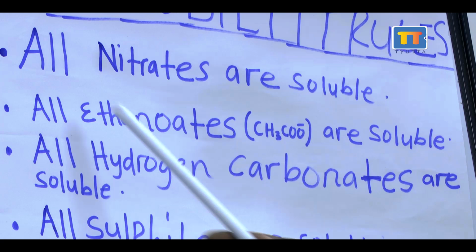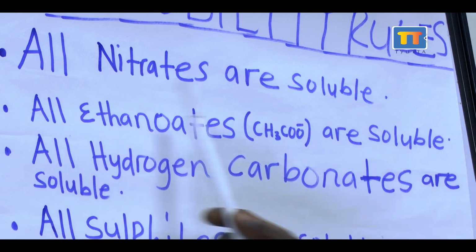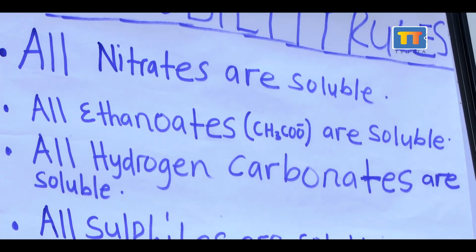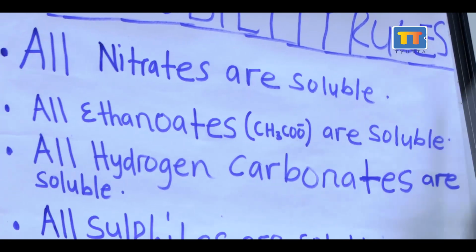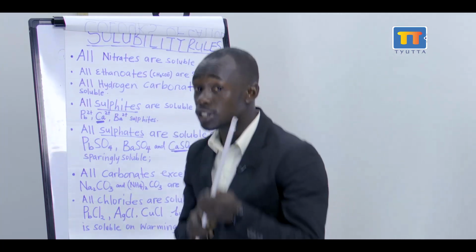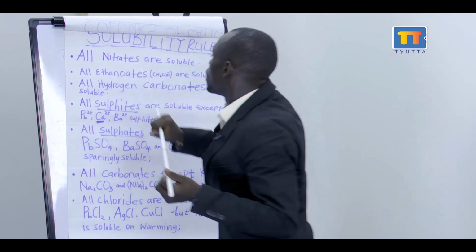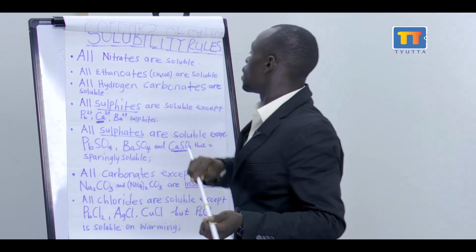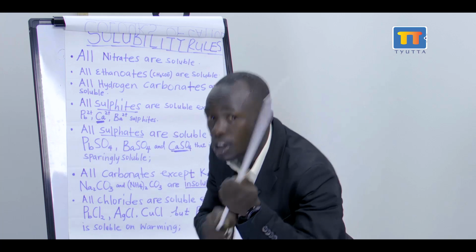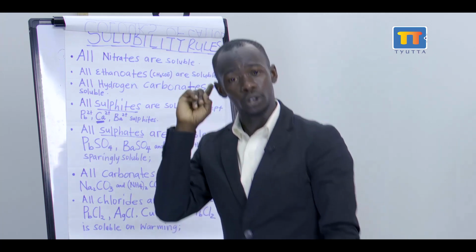Yes. Then the second solubility rule is about ethanoates. We say that all ethanoates are also soluble. All ethanoates are soluble. Very good. It means different from nitrates, we have also what we call ethanoates, which are also soluble. So in the lab, when you see a substance dissolving completely, don't think about nitrates only.